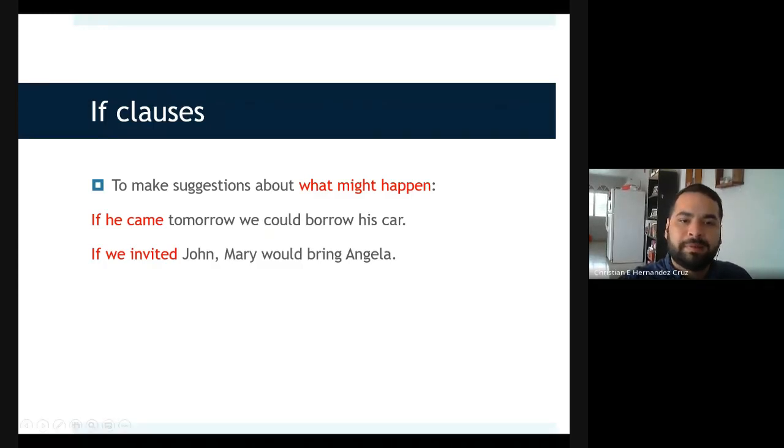Or basically, you can make suggestions about what might happen. If he came tomorrow, we could borrow his car. If we invited John, Mary would bring Angela. I'm not going too deeply into the if clauses because I'm not going to add them to the test.